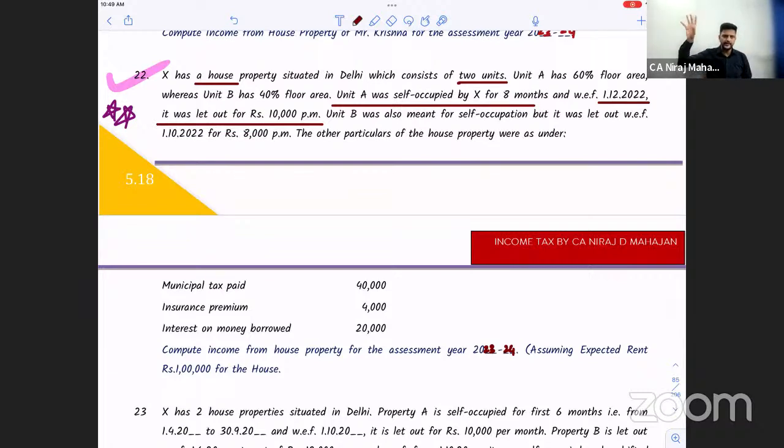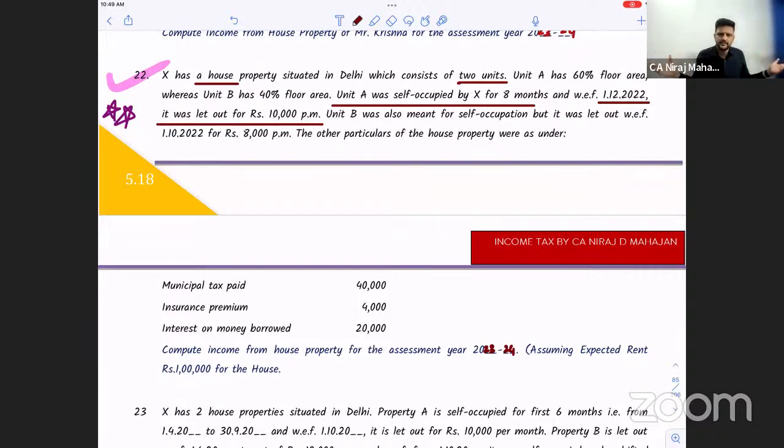That is one case. Pay attention. That was another case. A portion of the house is SOP and a portion of the house is let out. A portion of the house is SOP and a portion of the house is also let out. What do we do? We apportion, because it is SOP as well as let out. Both of it.